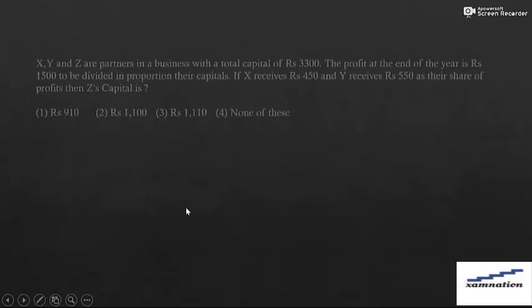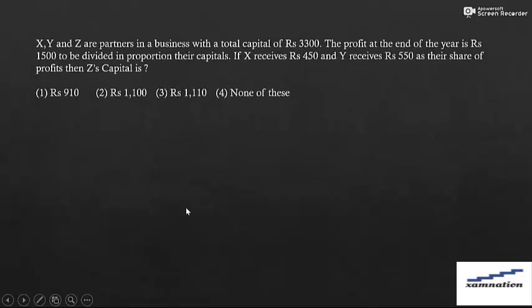Let's move on. X, Y, and Z are partners in a business with a total capital of 3,300. The profit at the end of the year is rupees 1,500, to be divided in proportion to their capital. If X receives 450 and Y receives 550 as the share of profits, then Z's capital is?